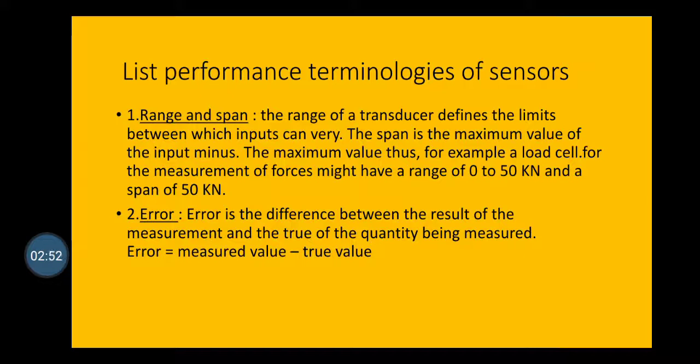Next one, error. Error is the difference between the result of the measurement and the true value of the quantity being measured. That is, error is equal to measured value minus true value.